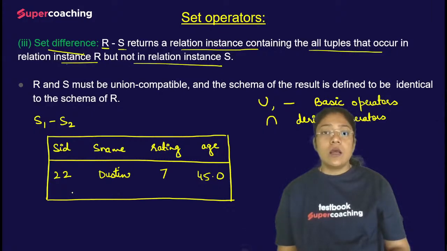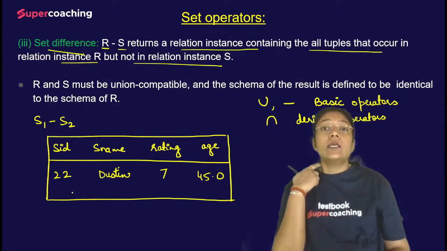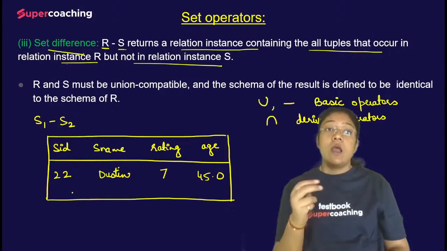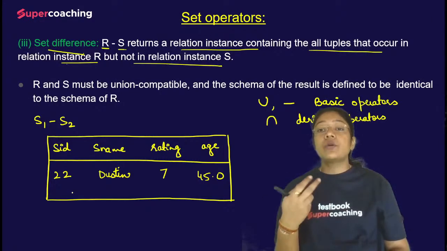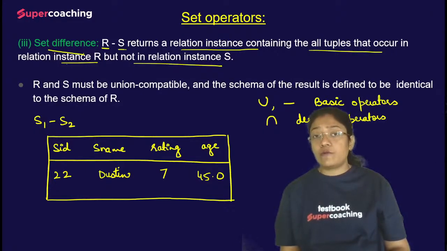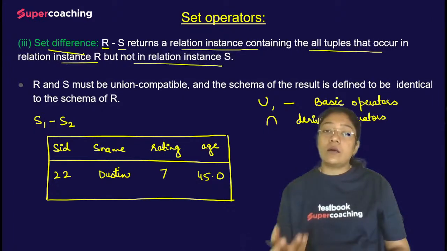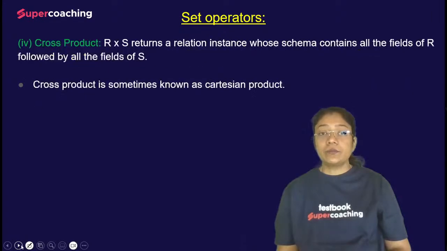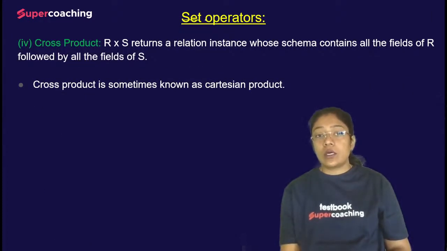Basic operators are the mandatory operators which we need to have in order to execute a query. Derived operators mean that the result can be obtained by taking a combination of the basic operators. Those are the derived operators, or in other terms we can say that derived operators are derived from the basic operators. Okay. Next one is, this is not under the set operators. This is not a set operator. Next, we have the cross product.